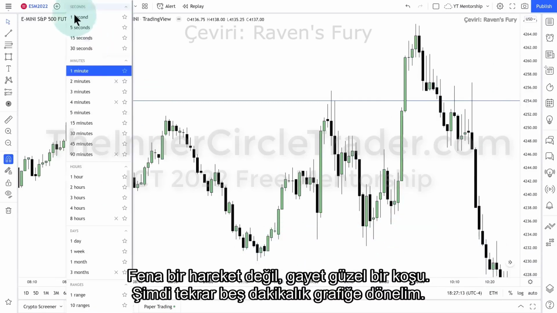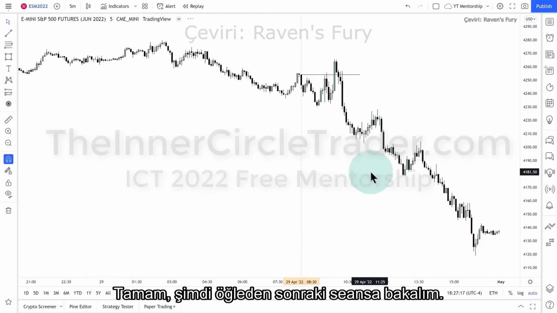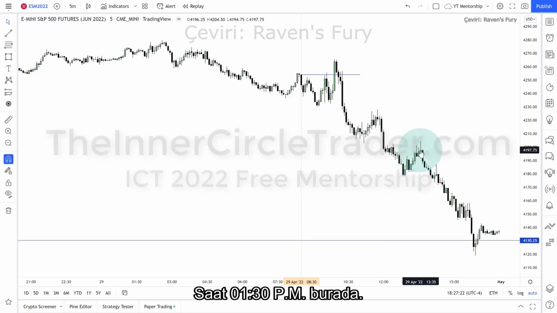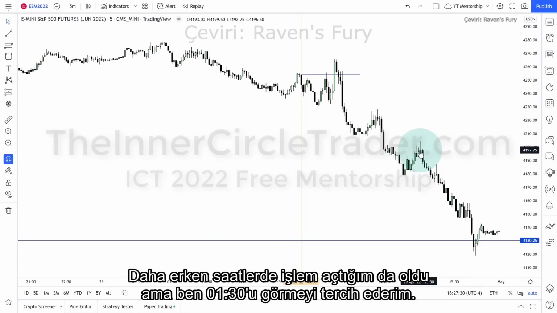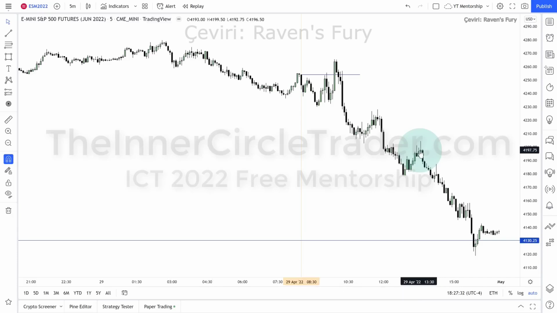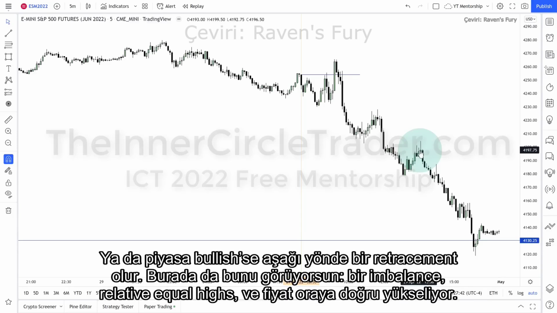Let's go back up to a 5-minute chart, and we're going to look at the afternoon session. Here is 1:35, and I remember I stated at around 1:30, that's when I like to go back in. Now, I've taken trades earlier than that, but I'd like to see 1:30. After 1:30, the lunch hour has been smoothed out, and then there's usually some kind of a retracement higher when it's bearish, or retracement lower when it's bullish. And you're seeing that here.